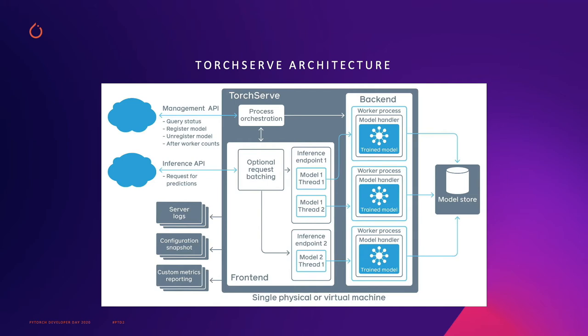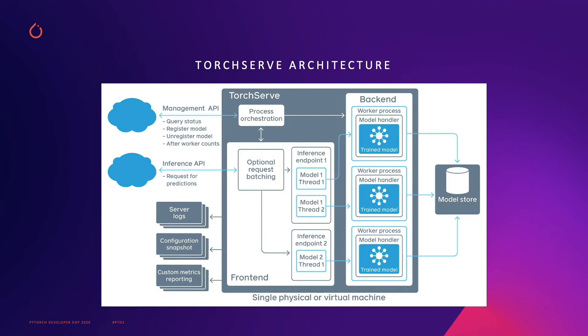TorchServe provides management APIs to register models for running predictions, to unregister models, to send queries to check the status of the loaded models, or to upscale or downscale the workers that are running in the backend to serve model predictions. Now, depending upon the need of a particular model in terms of the required latency or the load, number of predictions per second, users have this capability to manage the number of workers in the backend to serve models.